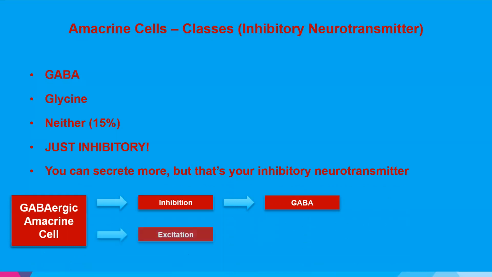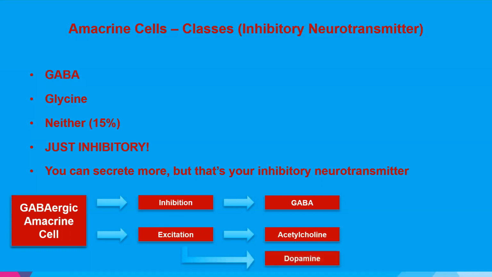But it can also happen to secrete something for excitation with another one of its arms, so to speak, its dendrites. Let's say that was acetylcholine, just throwing that out there. That is what it's secreting to excite. Well, it doesn't change. It's still a GABAergic amacrine cell, despite the fact that it's secreting a whole other neurotransmitter for excitation. That doesn't matter. Its classification stays because of its inhibitory neurotransmitter.